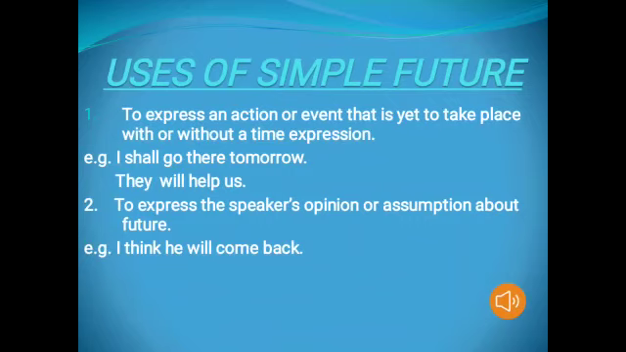Uses of simple future tense. Number 1. It is used to express an action or event that is yet to take place with or without a time expression. Means we can use the future tense with or without a time expression. For example, I shall go there tomorrow. We are using a time expression, that is tomorrow. And in another example, they will help us. Here we are not using a time expression, so we can express an action that is yet to take place, with or without a time expression.